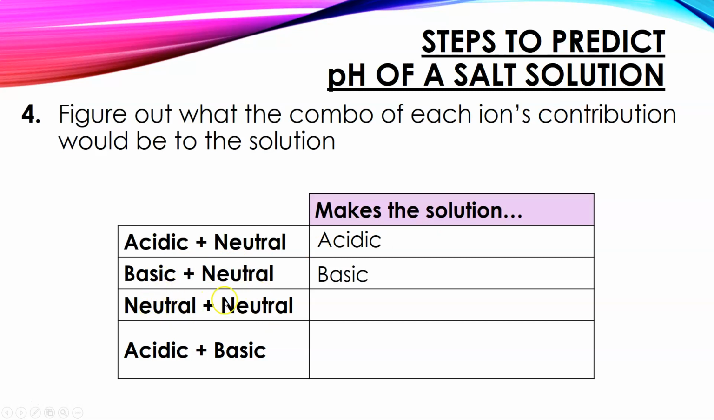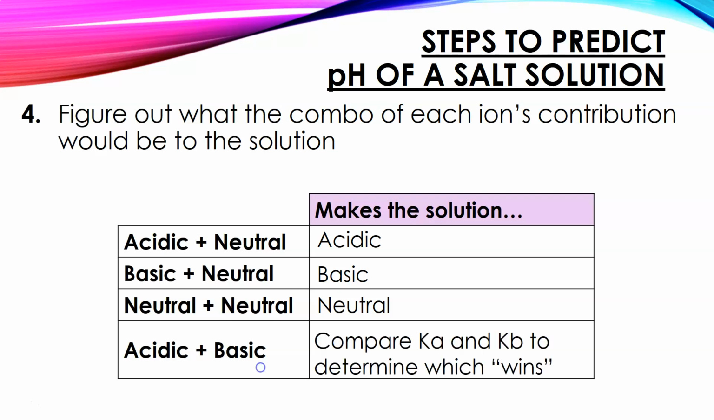If both ions are neutral, they both are weak, they both came from strong acids and bases, they do not hydrolyze, and you'll end up with a neutral solution when you're done. The hard ones are when one of your ions is acidic and one of them is basic. When that happens, you have to figure out who wins, which one is more acidic or which one is more basic, right? You're going to have to compare your equilibrium constants. You're going to have to compare your Ka and your Kb to see who wins the reaction.